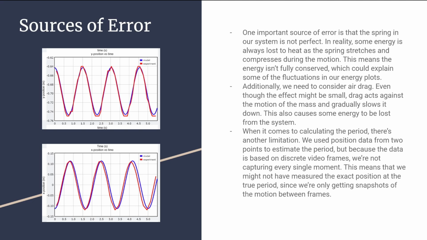When it comes to calculating the period, there's another limitation. We use position data from 2 points to estimate the period, but because the data is based on discrete video frames, we're not capturing every single moment. This means that we might not have measured the exact position at the true period, since we're only getting snapshots of the motion between frames.